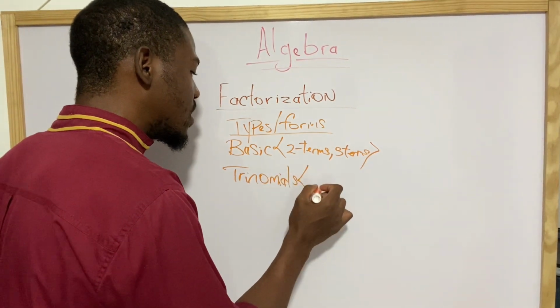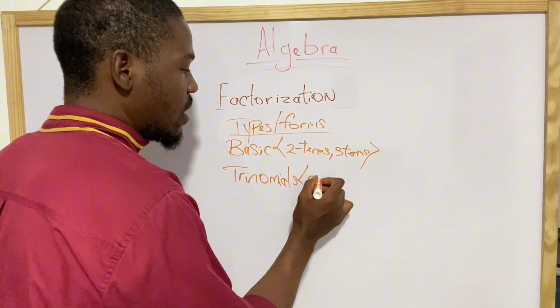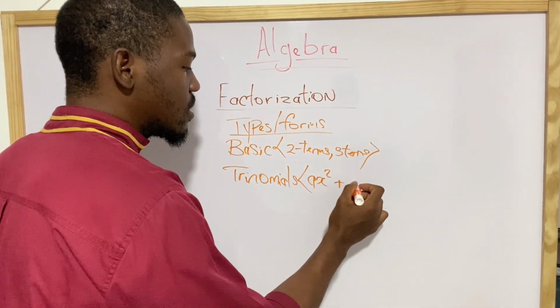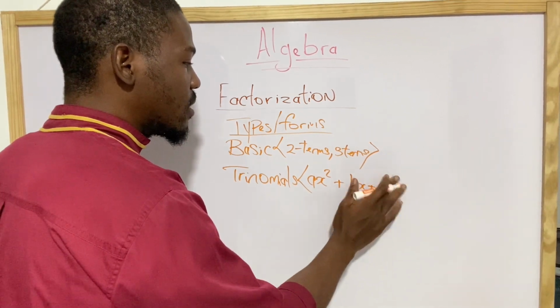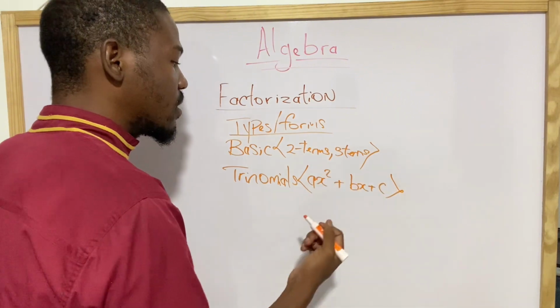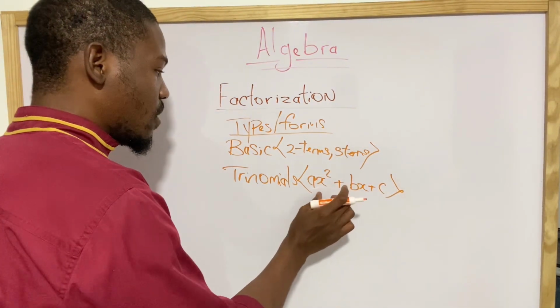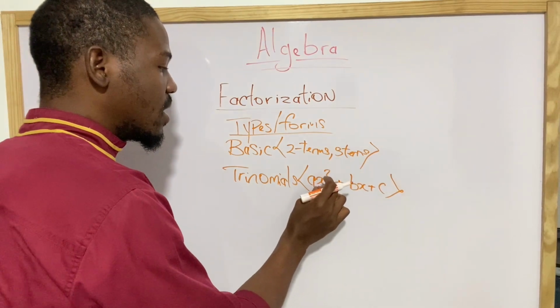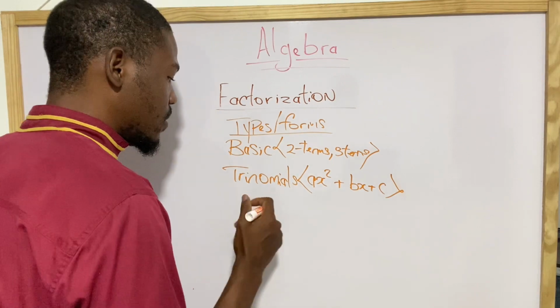And trinomials come in the form of ax squared plus bx plus c. So when it comes to trinomials in factorization, it comes in this form. So anytime you see something looking like this, it's really a trinomial we're talking about.